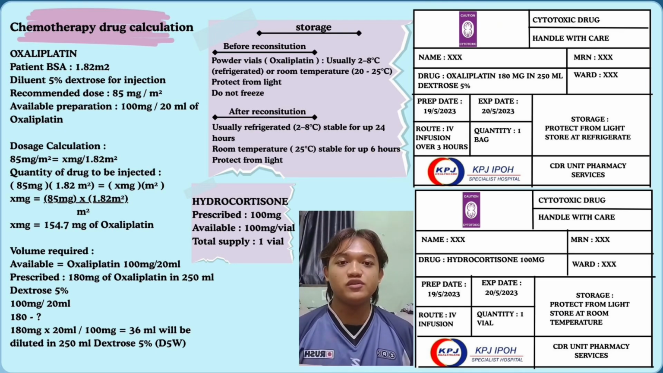100 mg per 20 ml. 180 mg equals to what? So 180 mg times 20 ml divided by 100 mg. So we get 36 ml, which will be diluted in 250 ml dextrose 5%.